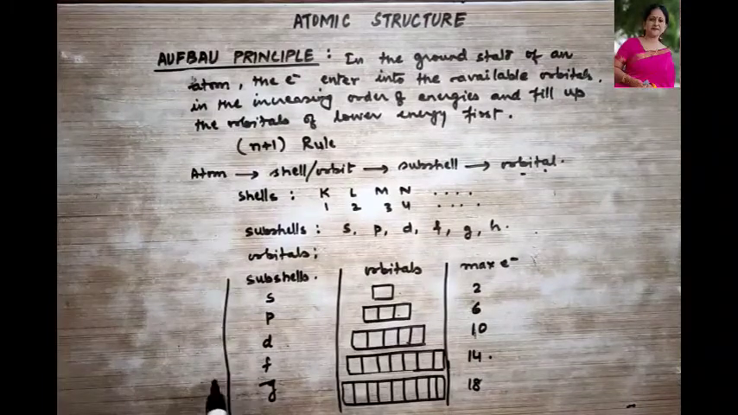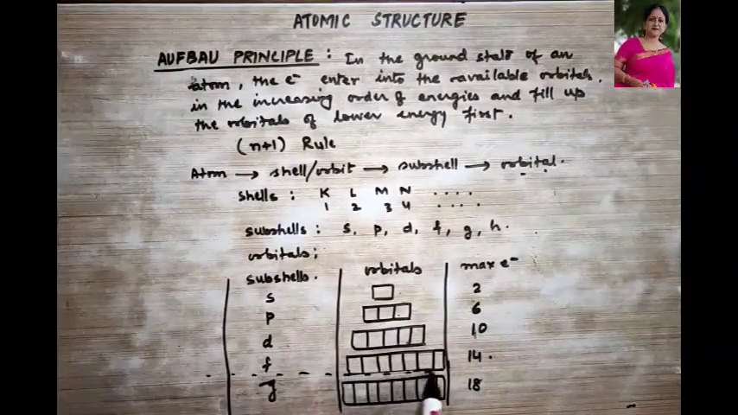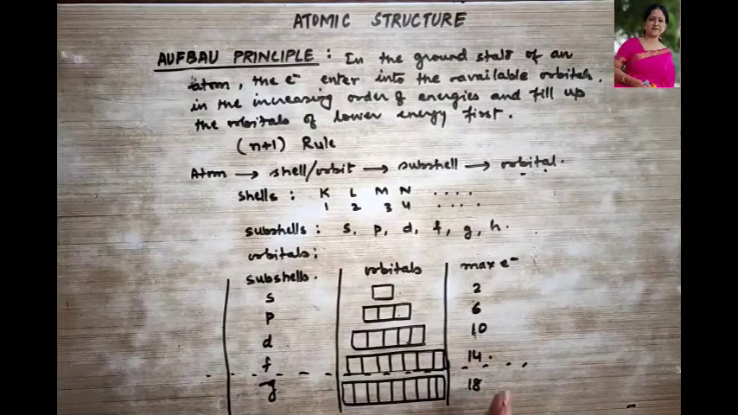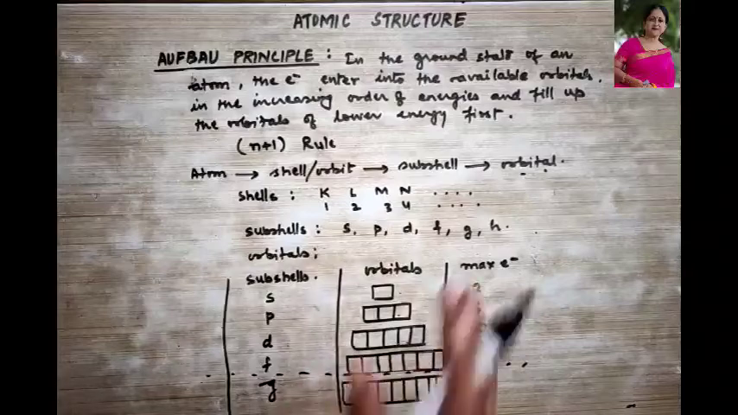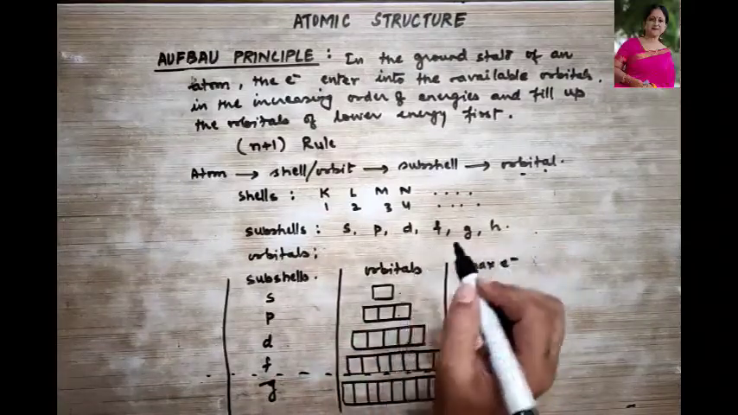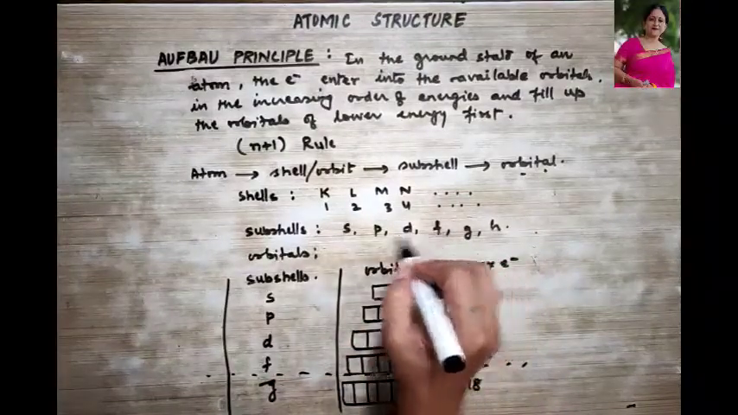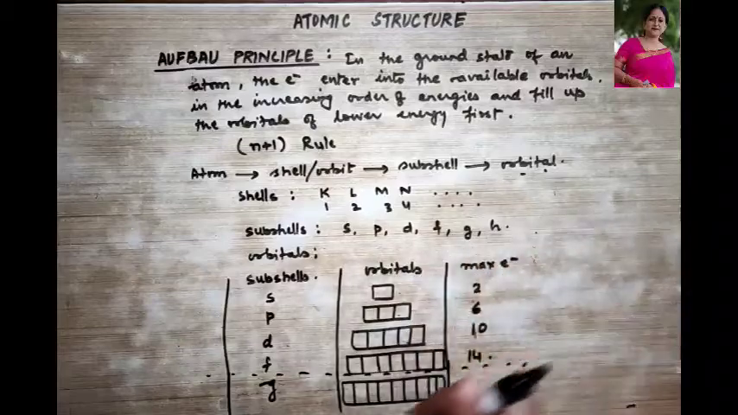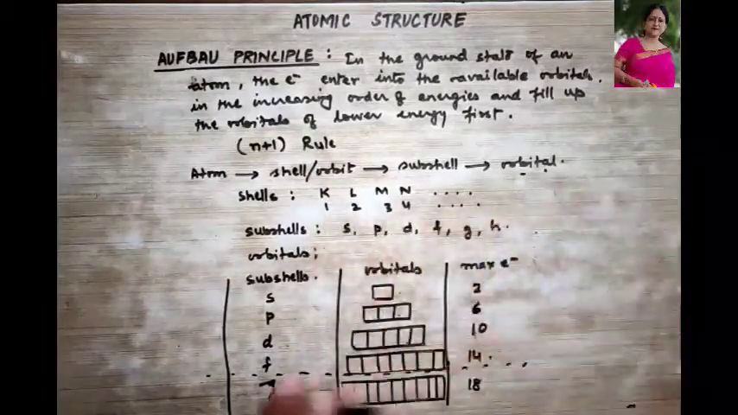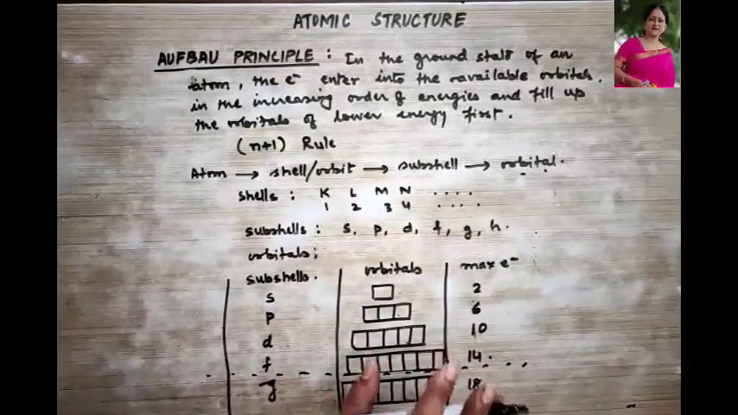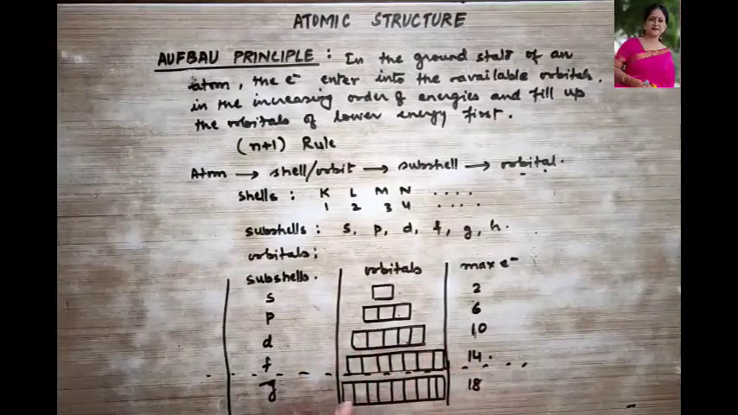But we have to study only till F because till here only all the electrons get accommodated. We are not going to move to G and H. That is just to explain to you that you don't have to think that there are only 4 subshells. There can be many subshells as the number of shells keeps on increasing. Till here I hope everything is very clear.